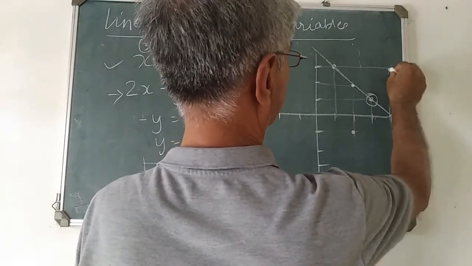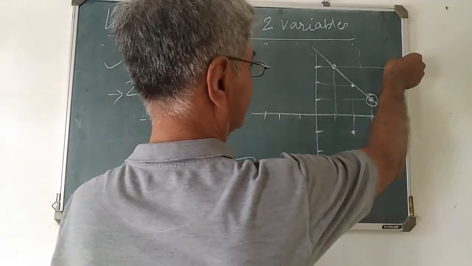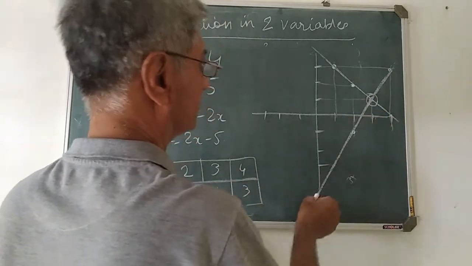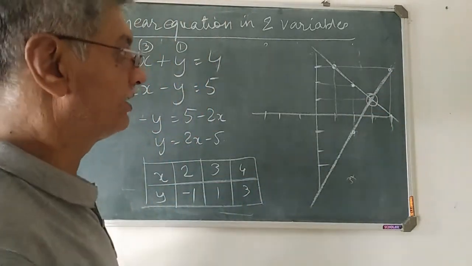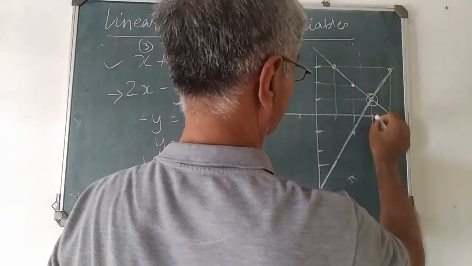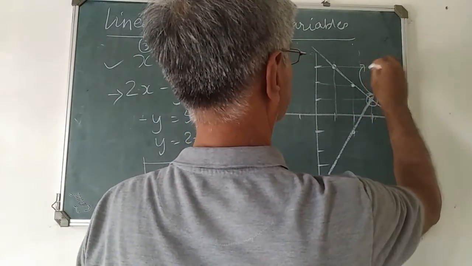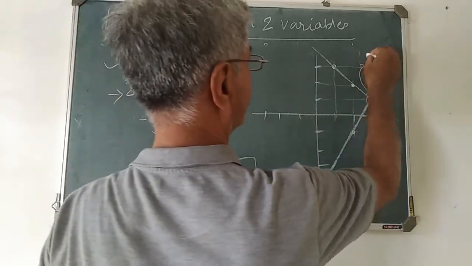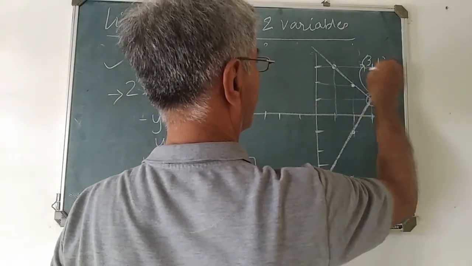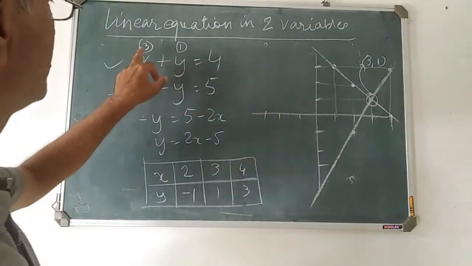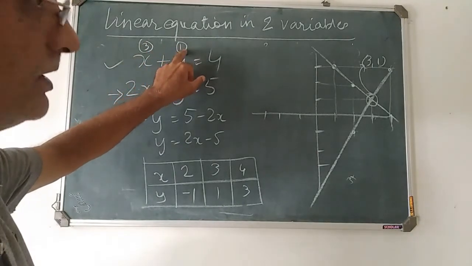Okay, it will be here. So if you draw a line like this, where do they meet? They meet at this point. This point is, let us put it here, x is 3 and y is 1. So we have found out that x is equal to 3 and y is equal to 1.